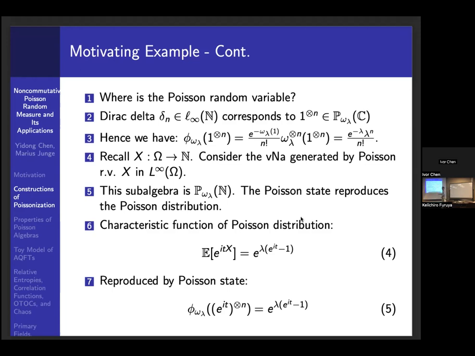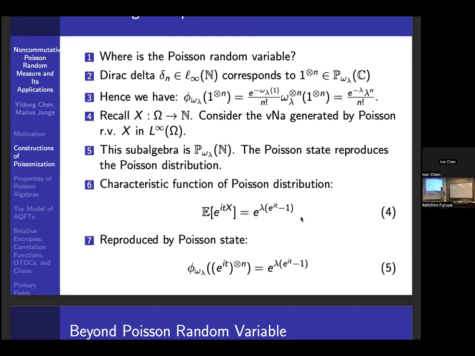Just summarize what we have learned. Look at the characteristic function of the Poisson distribution. That's the characteristic function of the Poisson distribution. And can we reproduce it by the Poisson state? Yes, we can. We just look at this unitary operator in our von Neumann algebra. Plug it in, you get this. Well, they're the same.